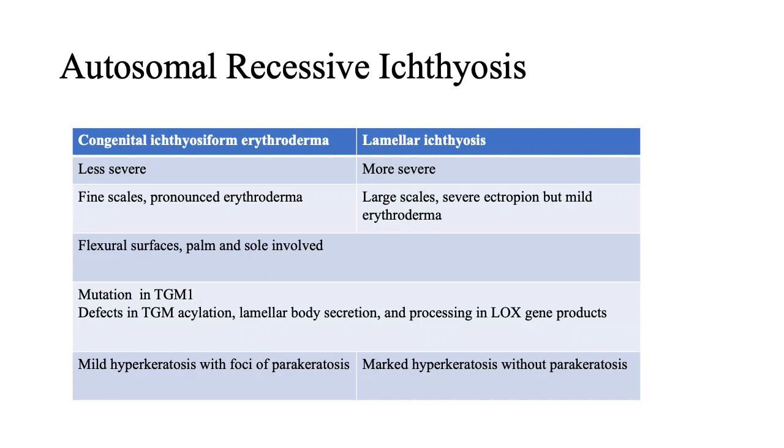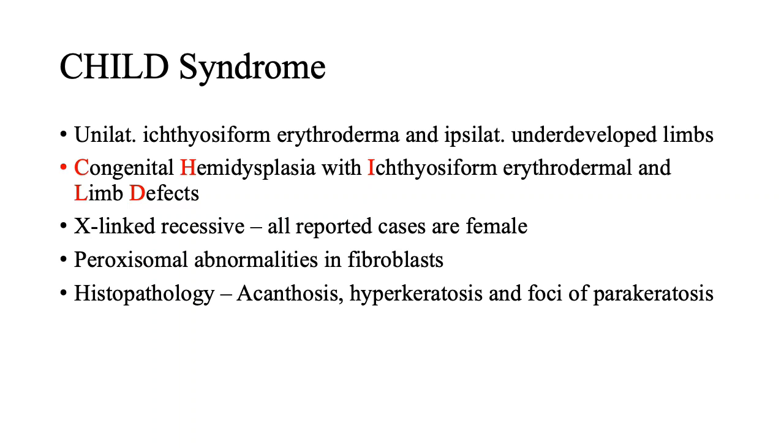In microscopy, congenital ichthyosiform erythroderma shows mild hyperkeratosis with foci of parakeratosis, but in lamellar ichthyosis, the microsection shows marked hyperkeratosis without any parakeratosis. Here, CHILD syndrome is worthy of discussion, which is expressed as unilateral ichthyosiform erythroderma and ipsilateral underdeveloped limbs. CHILD stands for congenital hemidysplasia with ichthyosiform erythroderma and limb defects.